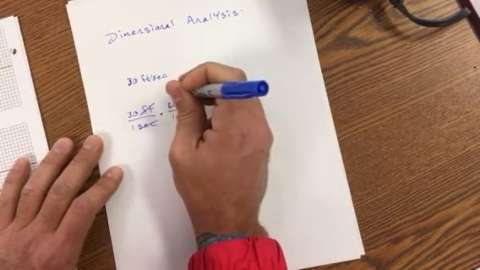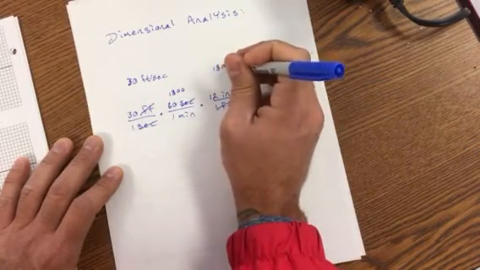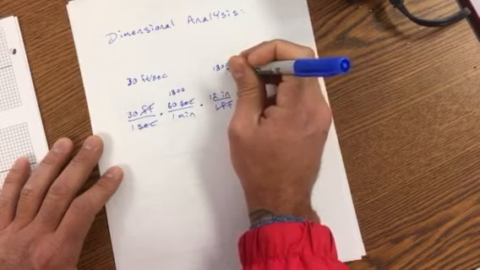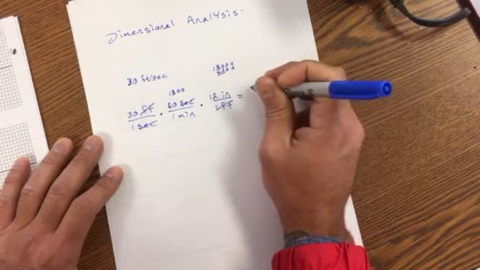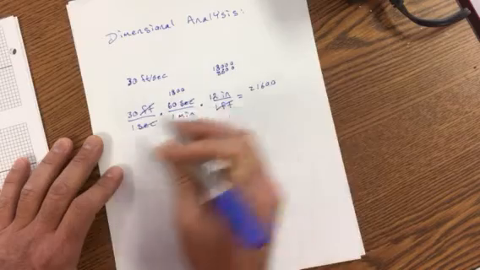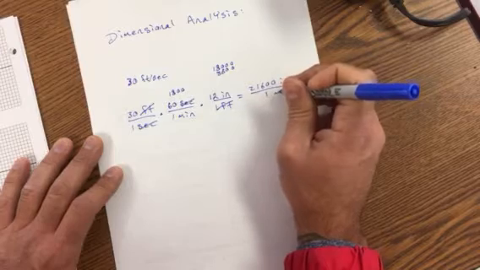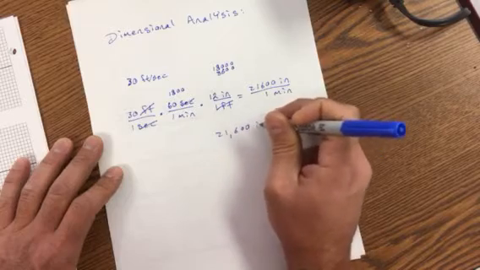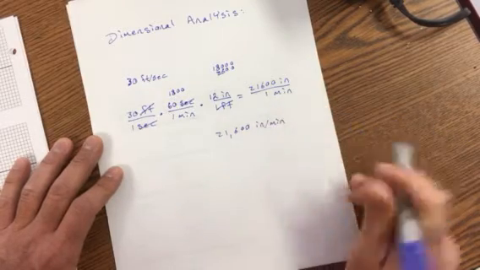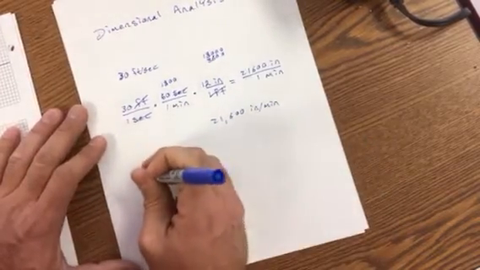So 30 times 60 is 1800 times 12. So I'm going to get 1 times 1 times 1 is just 1. So I'm going to get 21,600 inches per minute. And that's what we're doing when we're doing dimensional analysis.